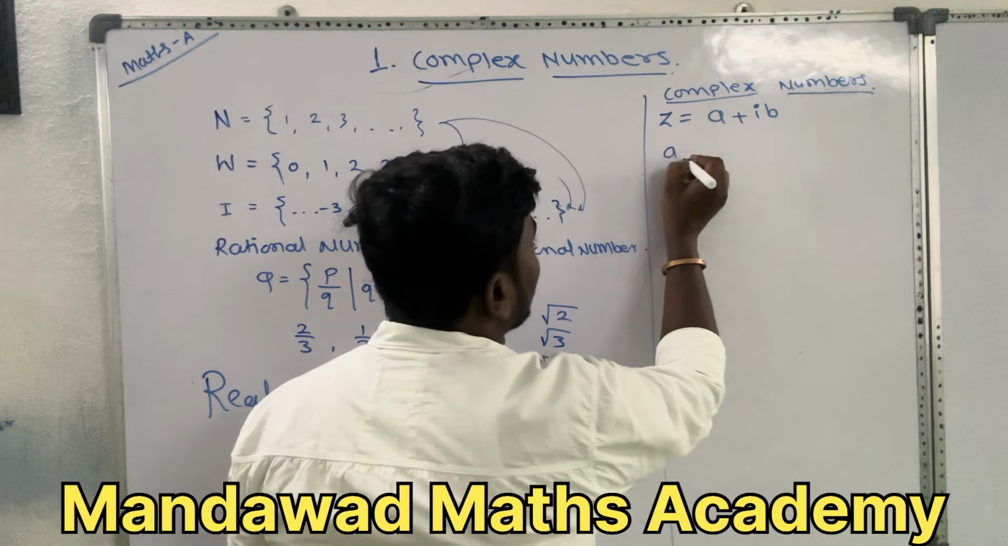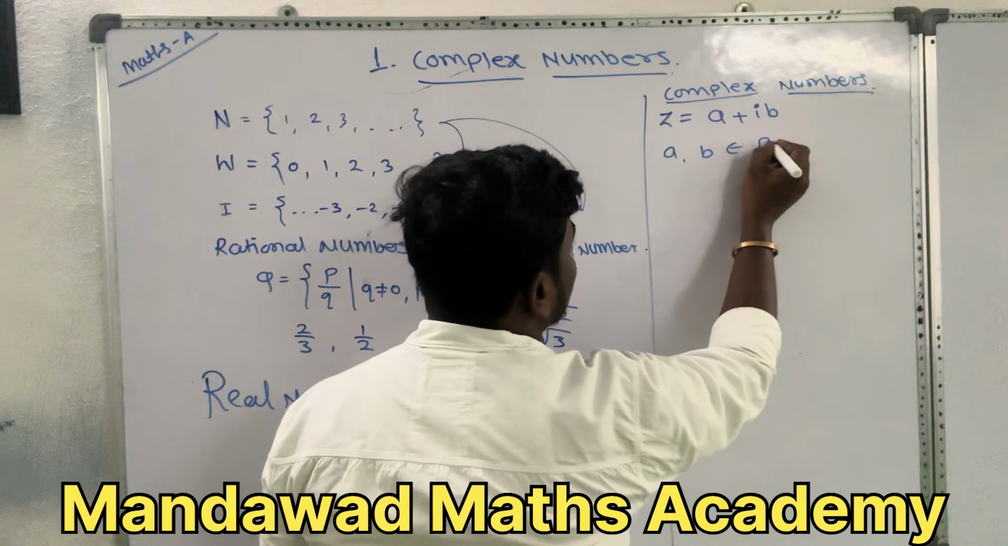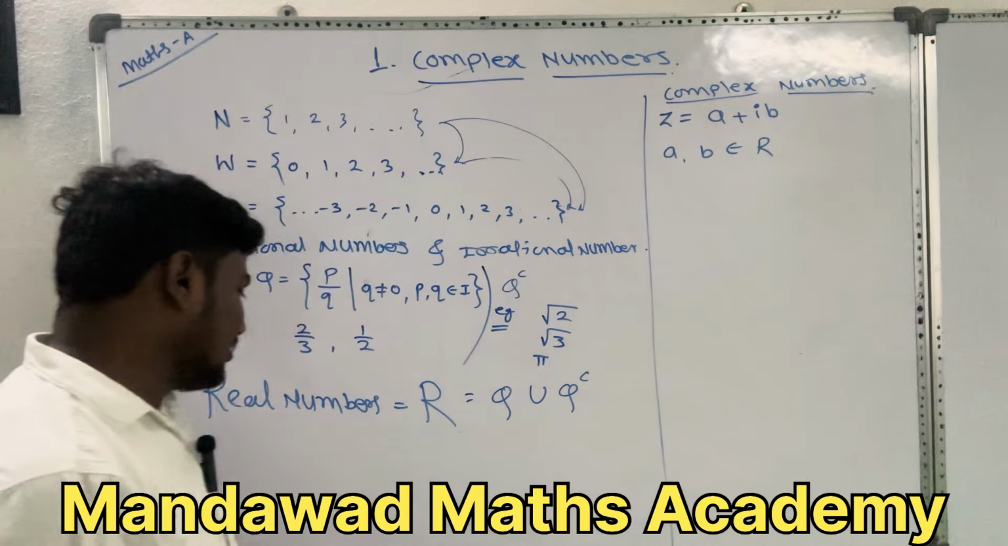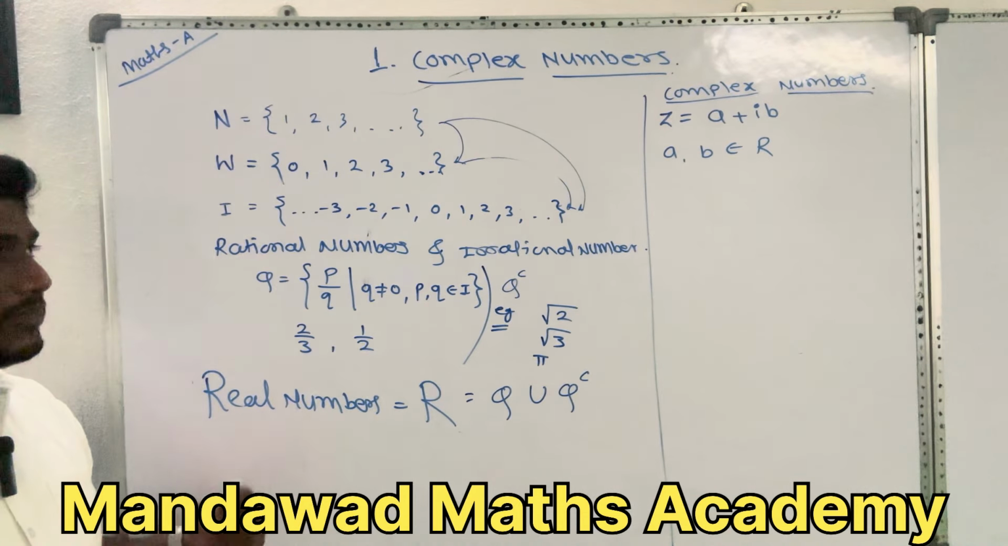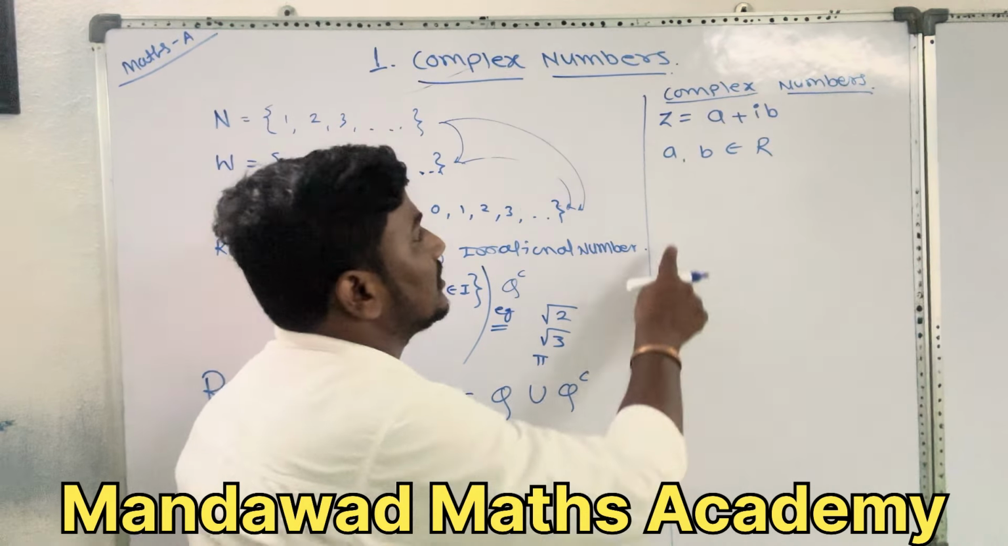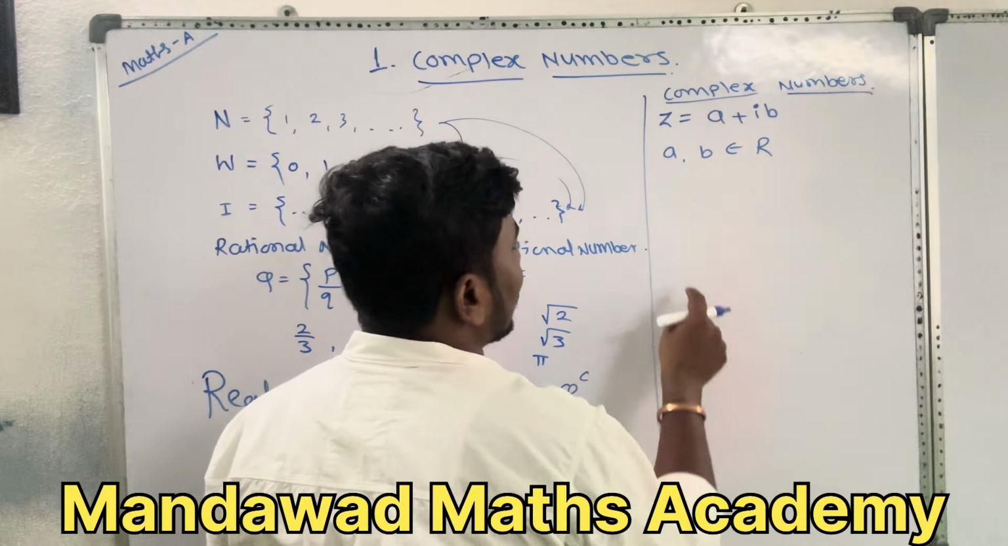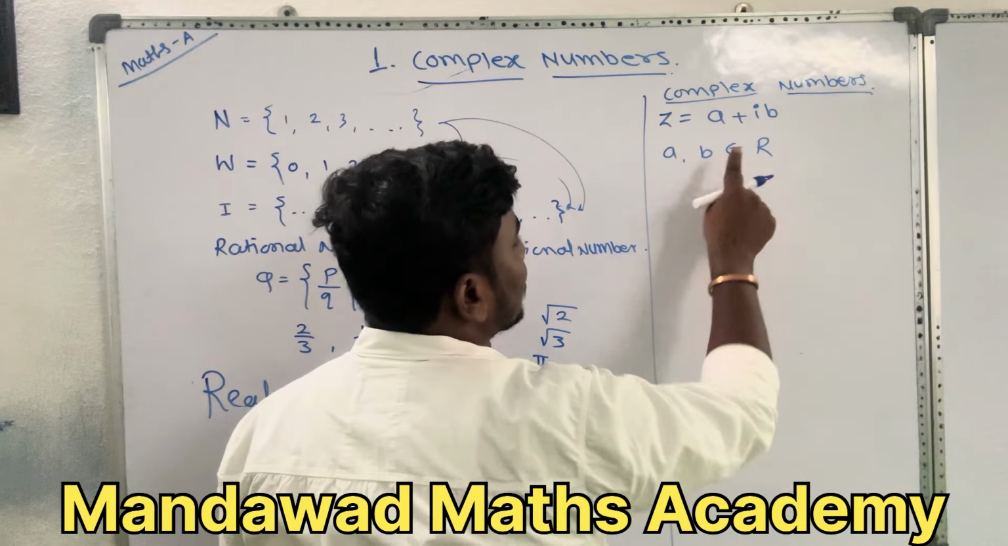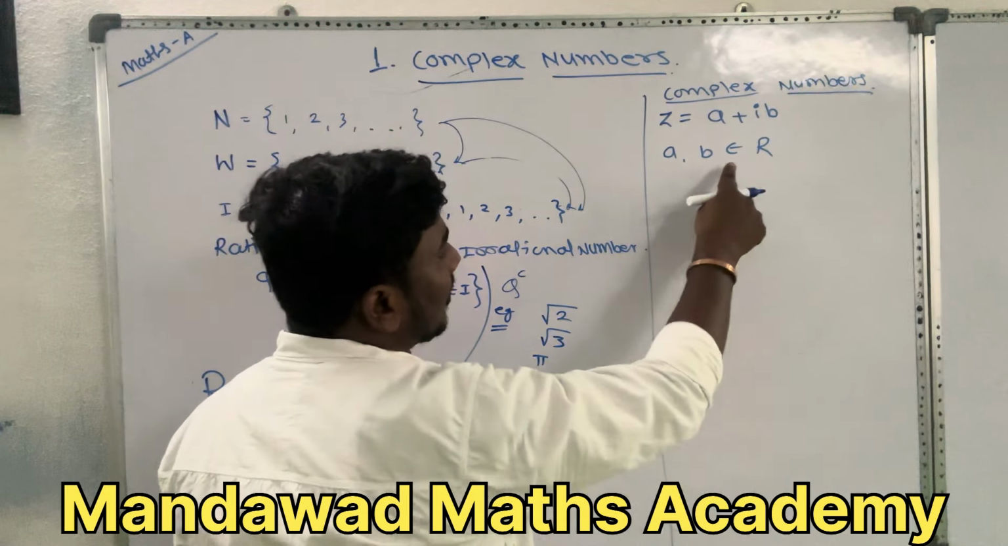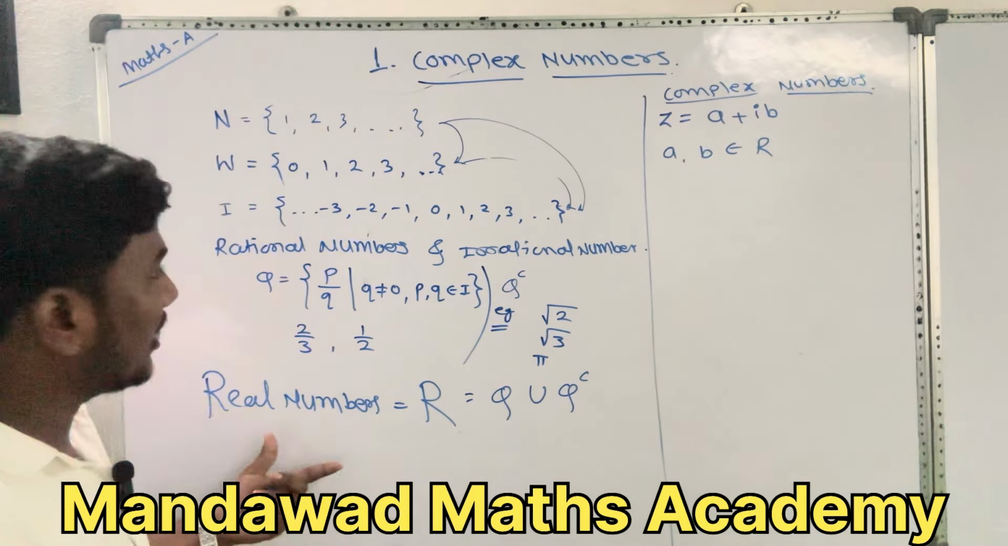What are a and b? a and b belong to R. What is R? R is the set of real numbers. So Z equals a plus ib, where a, b belong to R, the set of real numbers.